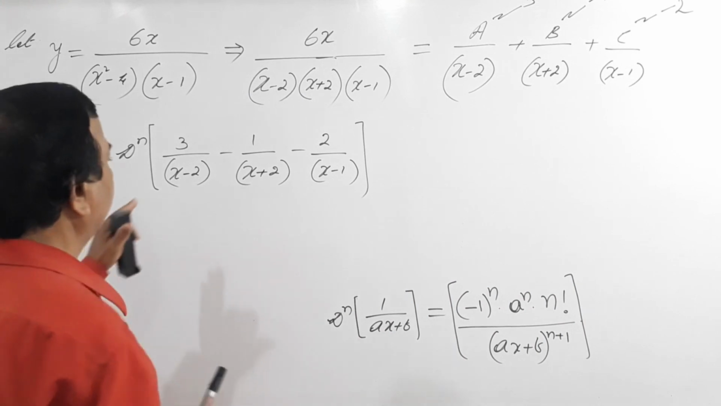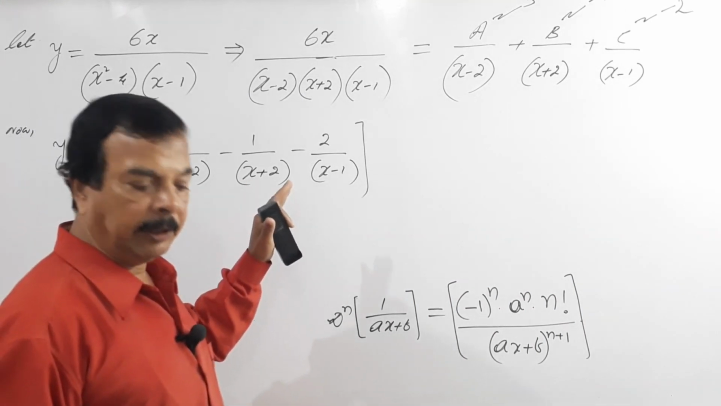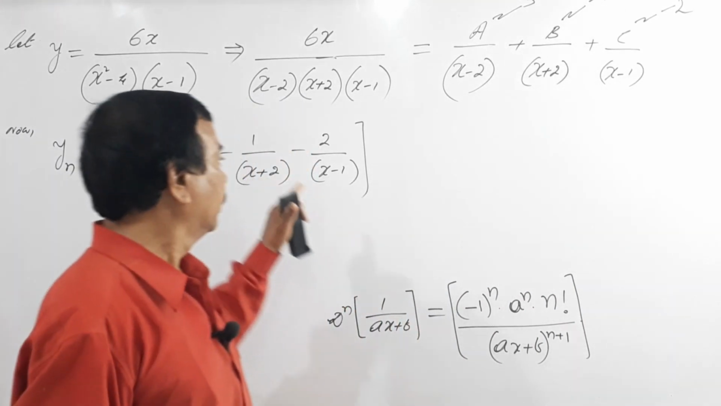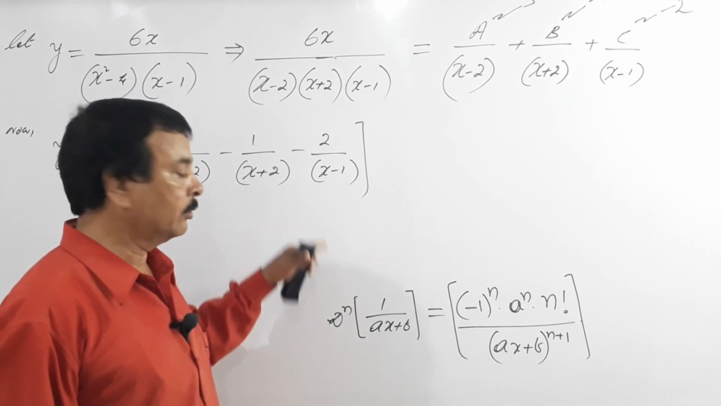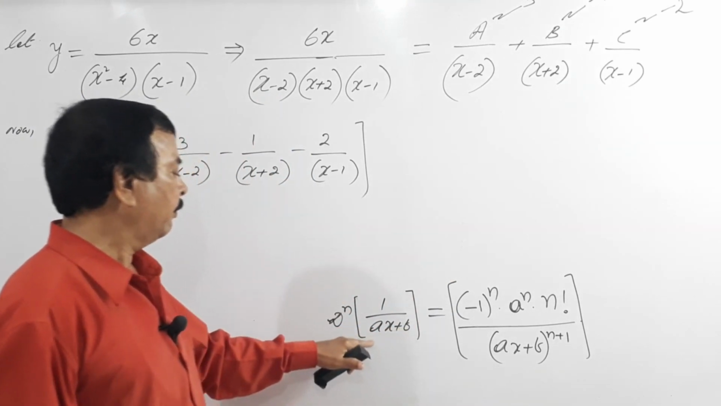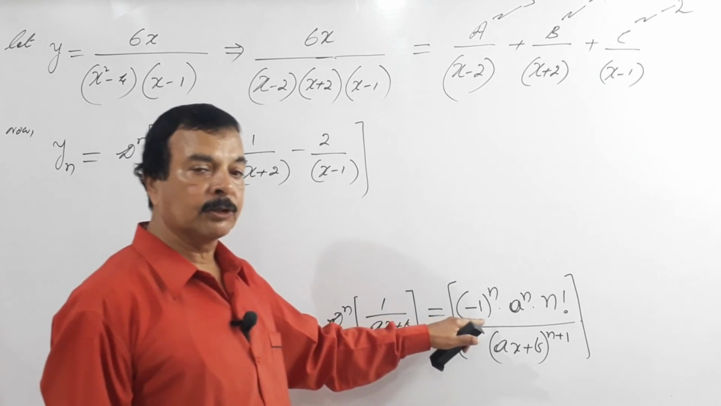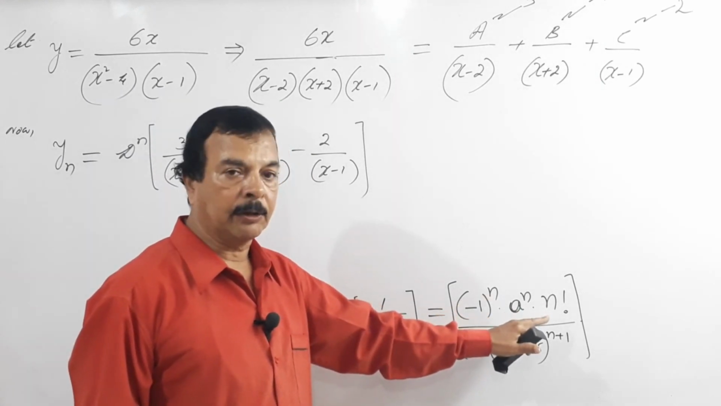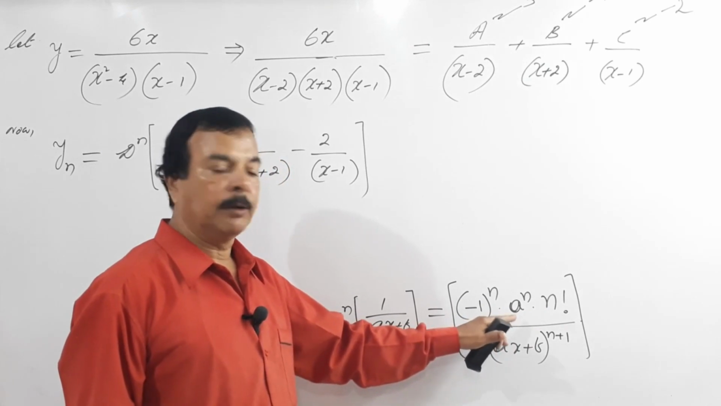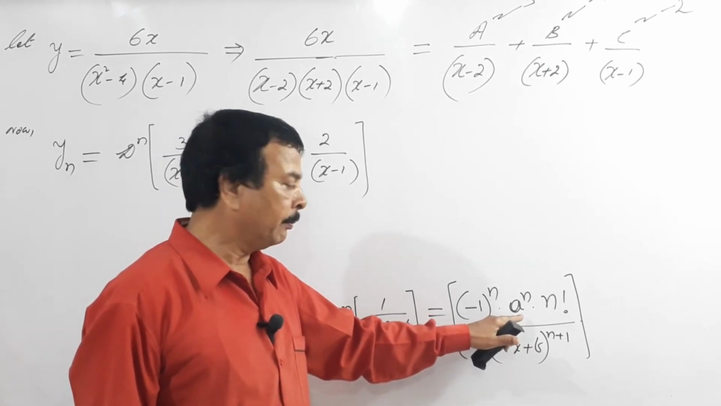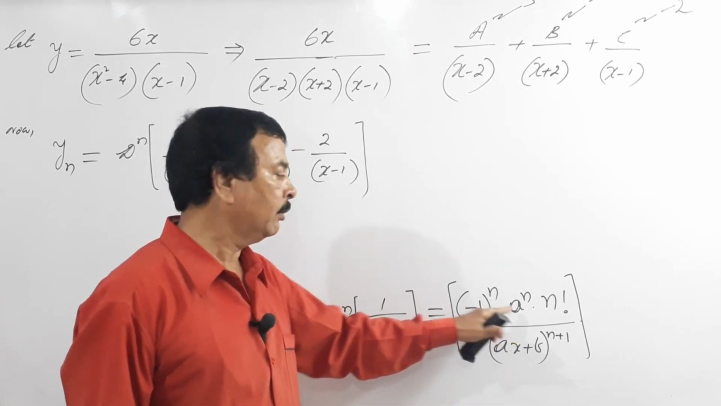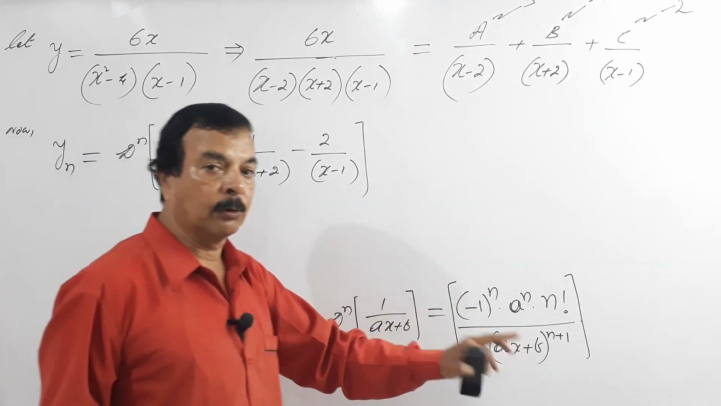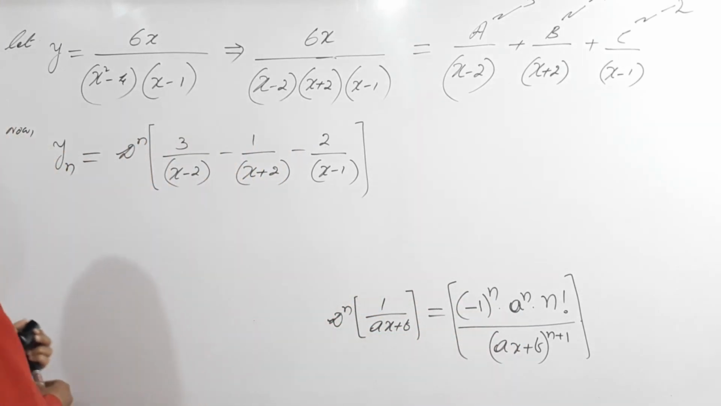So dear students, now we are going to find the nth derivative for this arithmetic function. We know d^n of 1 by (ax plus b) equals minus 1 to the power of n, a to the power of n, n factorial. Here a very important fact is this, because most of you assign this 3 to the power of n. Don't do that, don't commit that mistake.